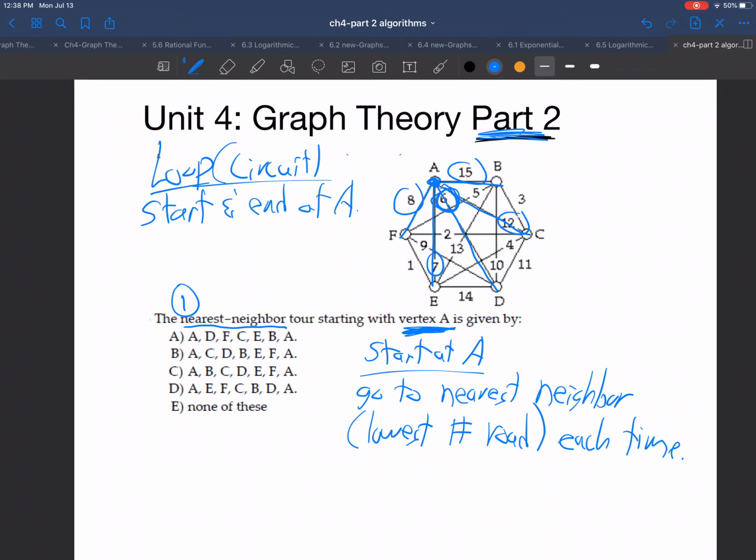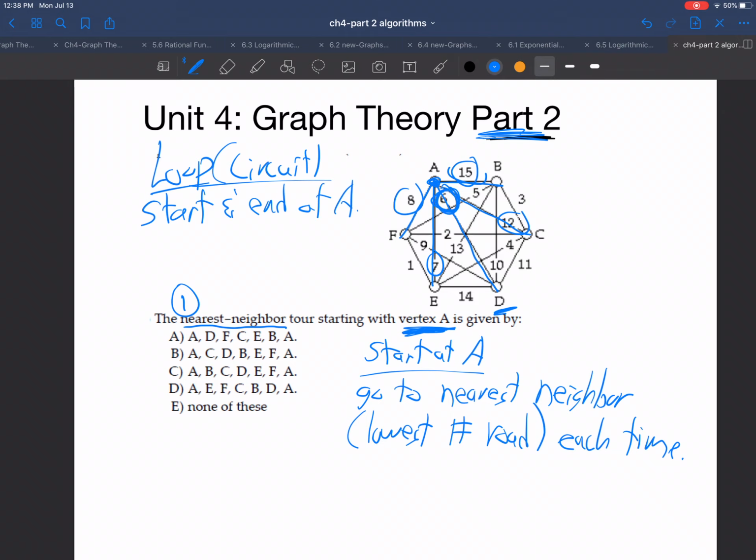Now, don't look at how things look. You might say, well, no, A to D, that's far away. No, don't look at how things look. Just look at the numbers. That's all that matters. The looks here don't matter. 6 is lower than those other numbers. It's the lowest connection from A. So D is the nearest neighbor.